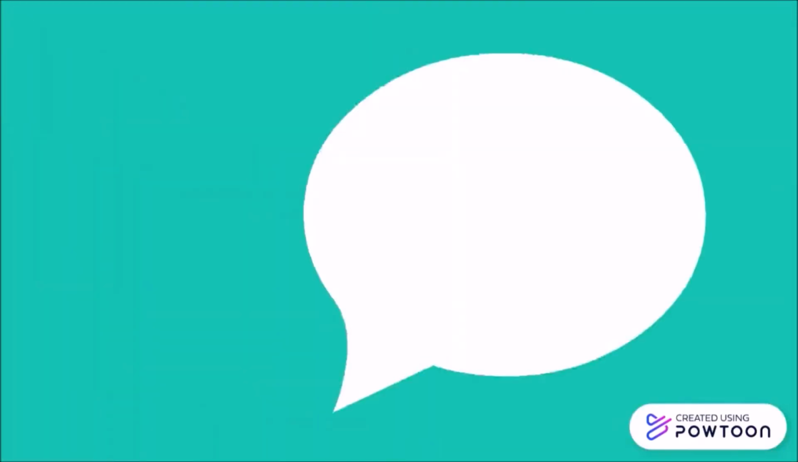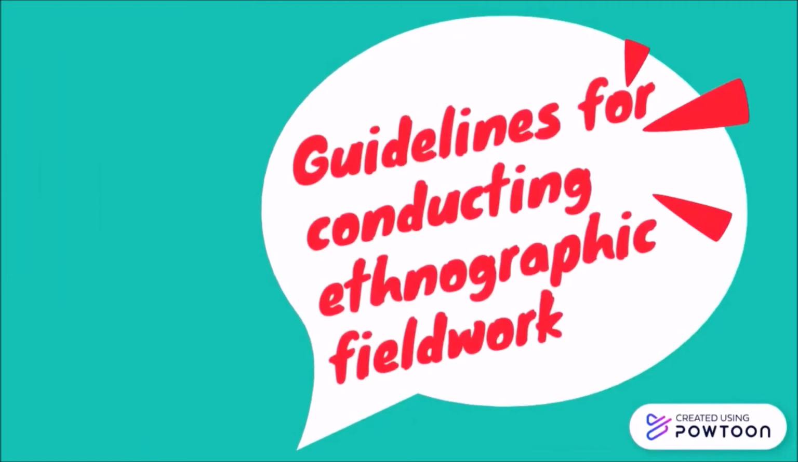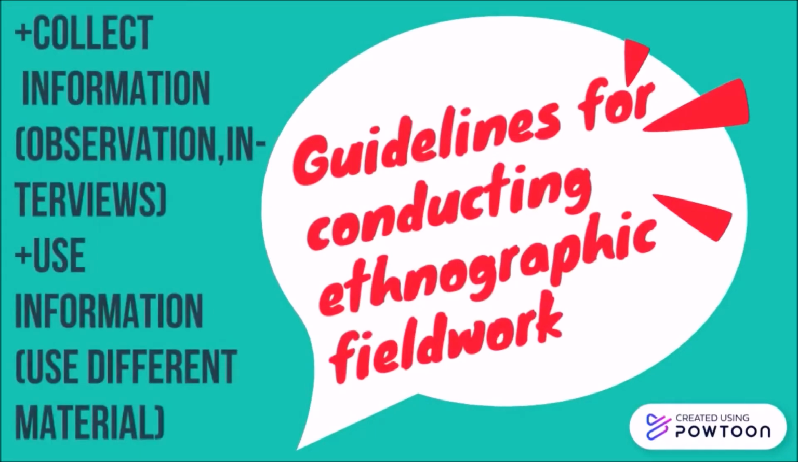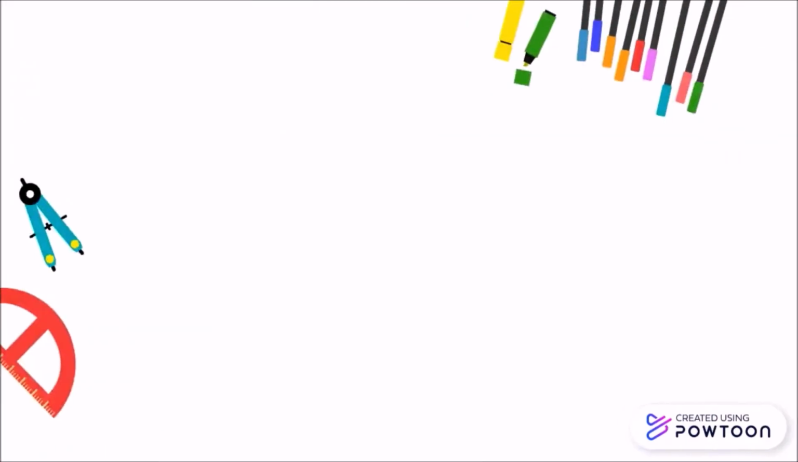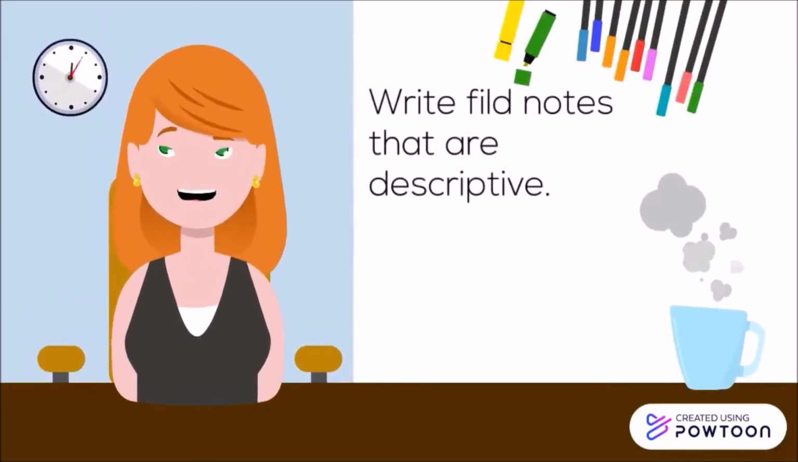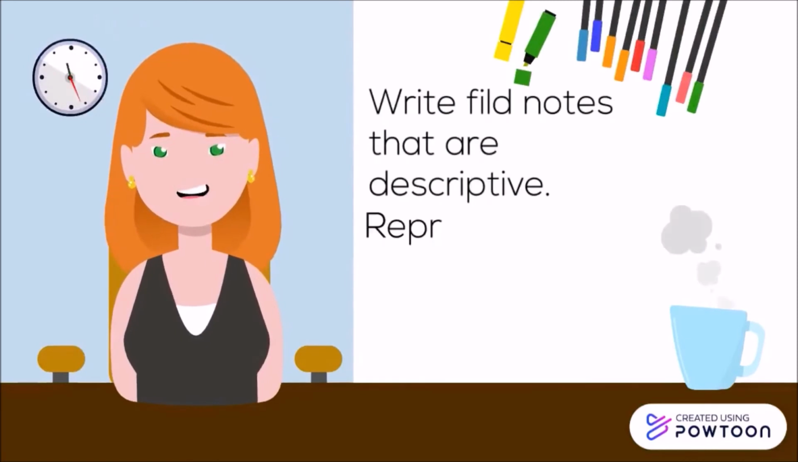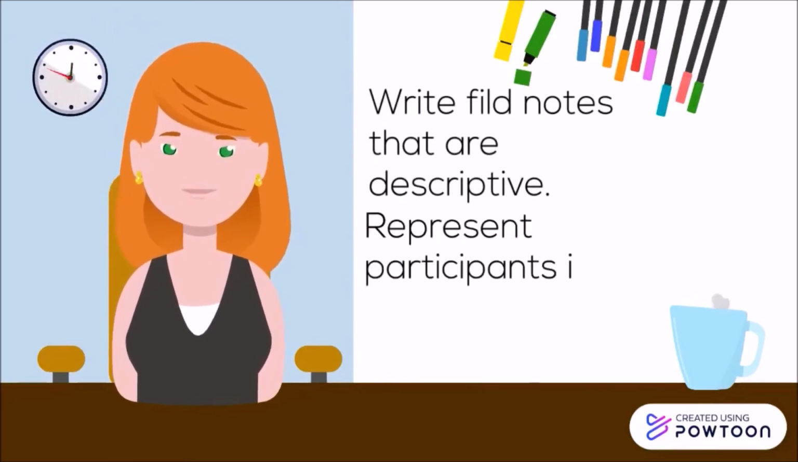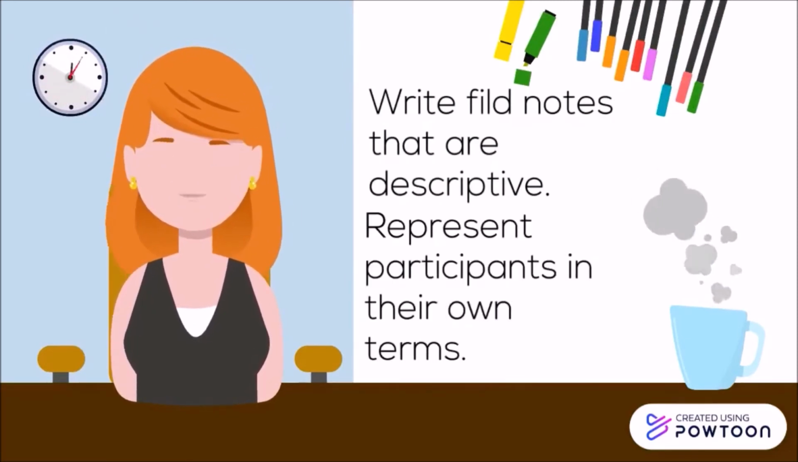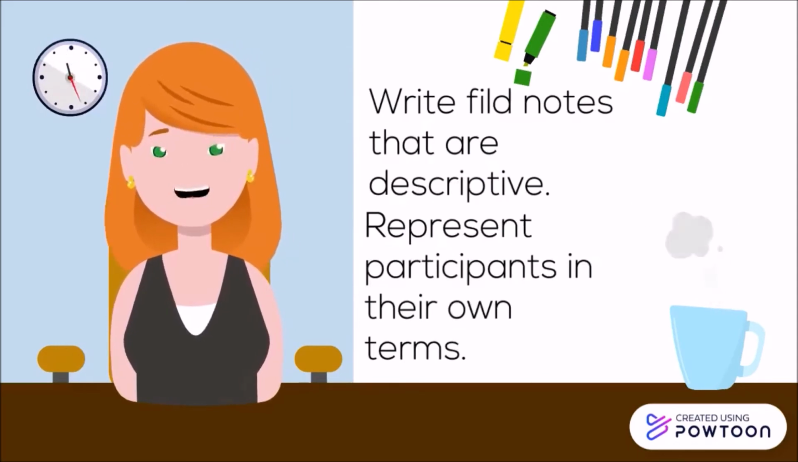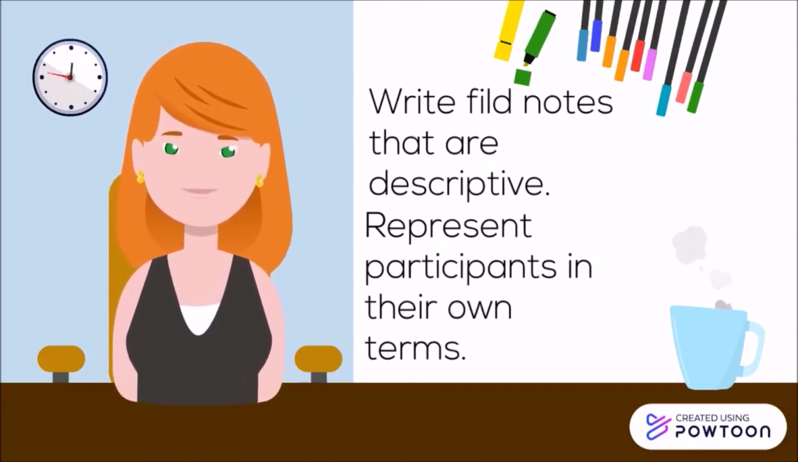Now we got the following guidelines for conducting ethnographic fieldwork. Collect a variety of information from different perspectives and different sources. Use observation, open interviews, and site documentation, as well as audiovisual materials such as recordings and photographs. Write field notes that are descriptive and rich in detail. Represent participants in their own terms by using quotations and short stories. And finally, capture participants' views of their own experiences in their own words.